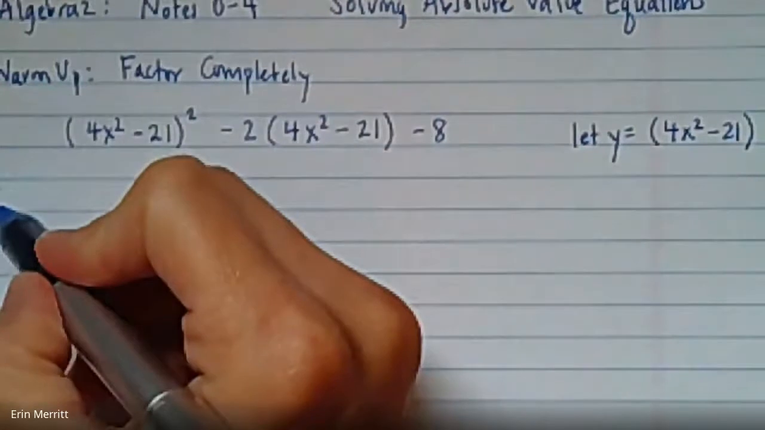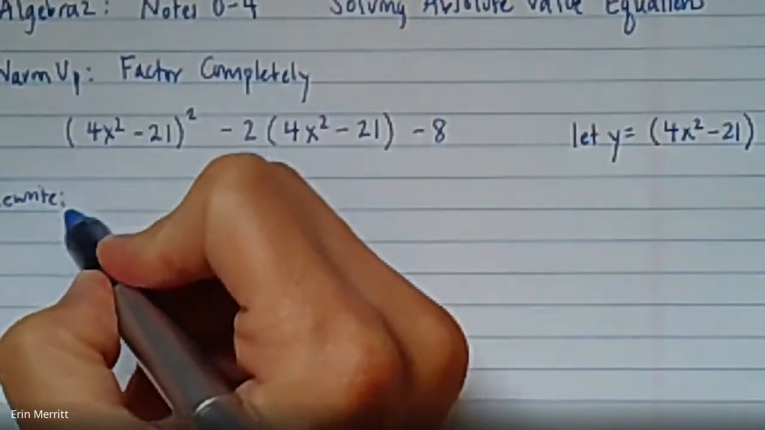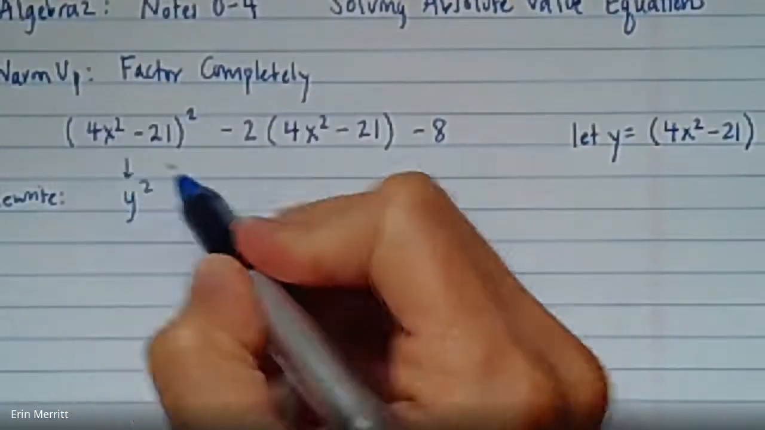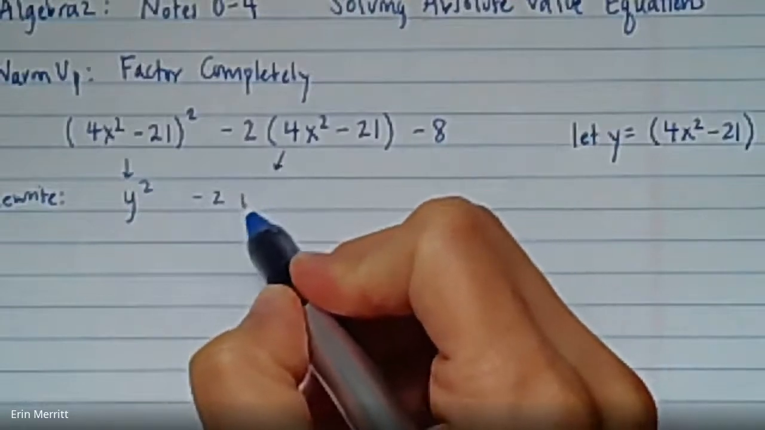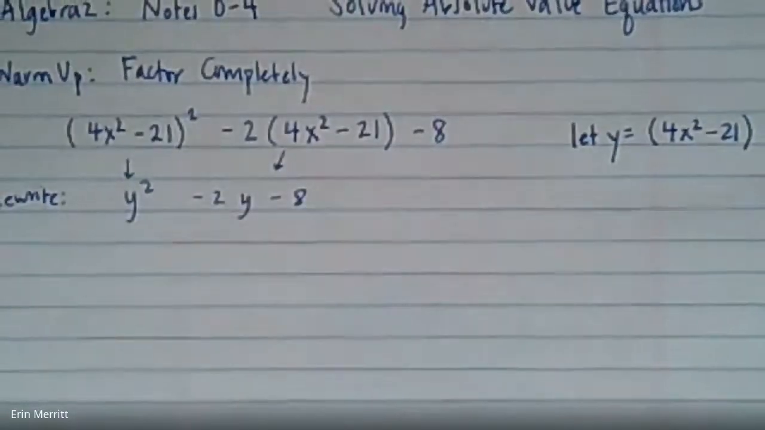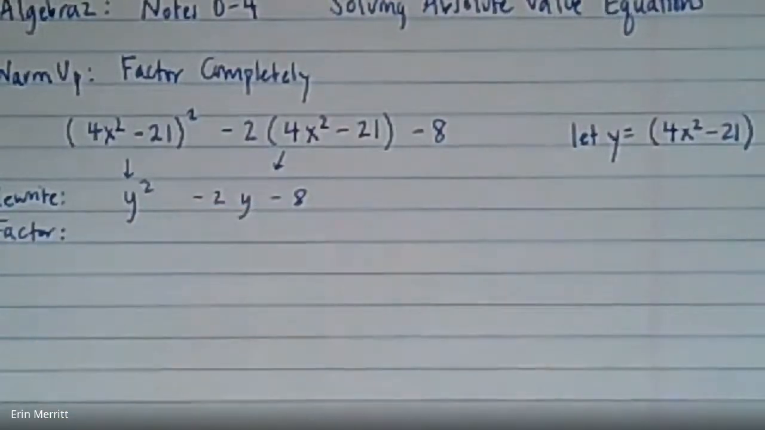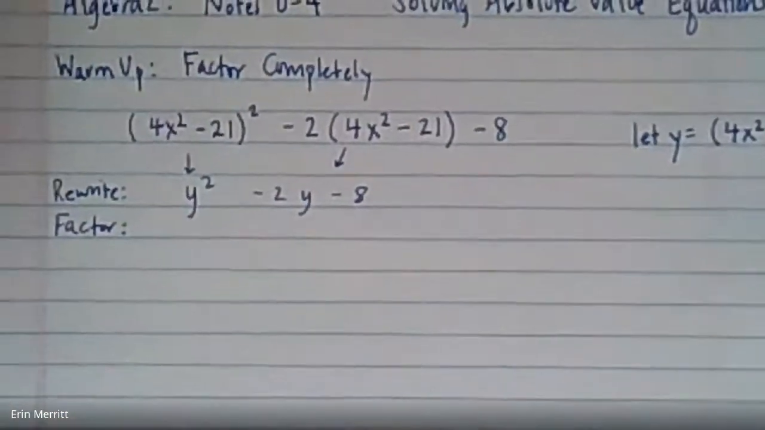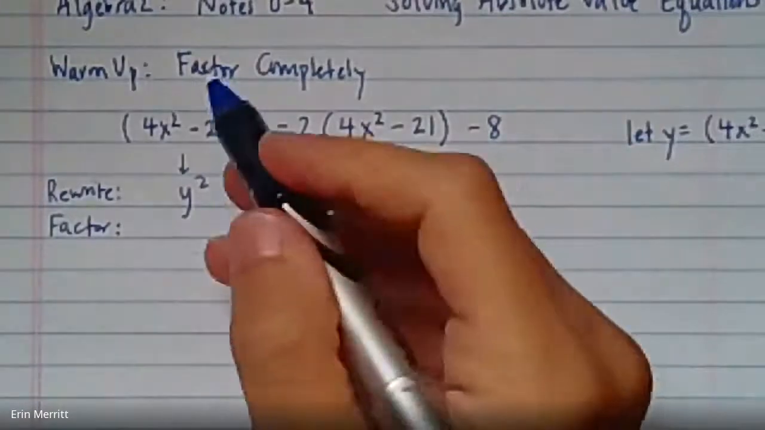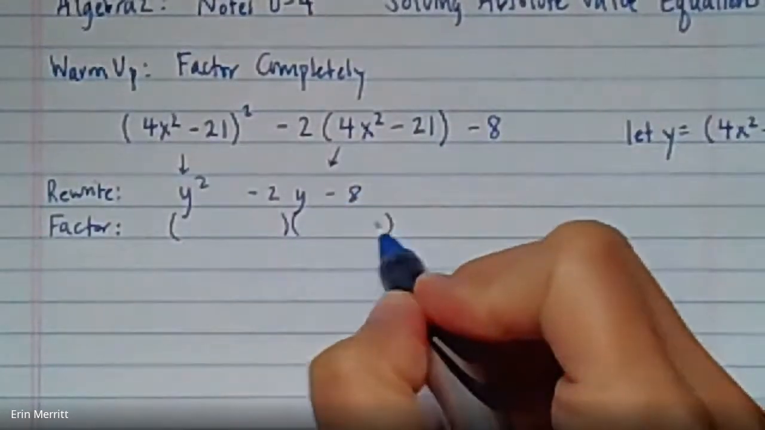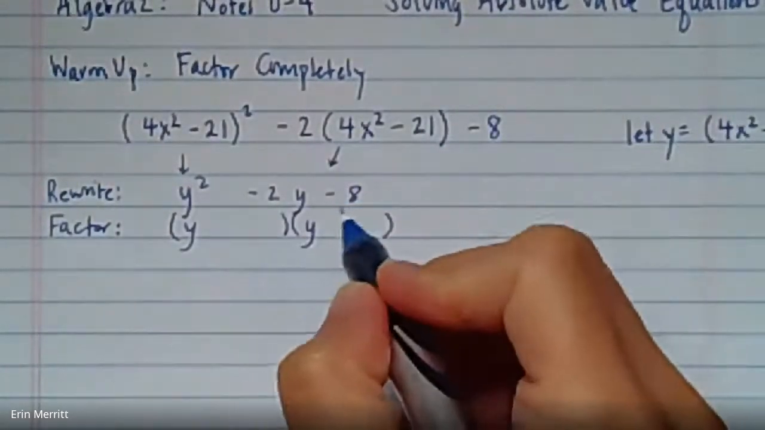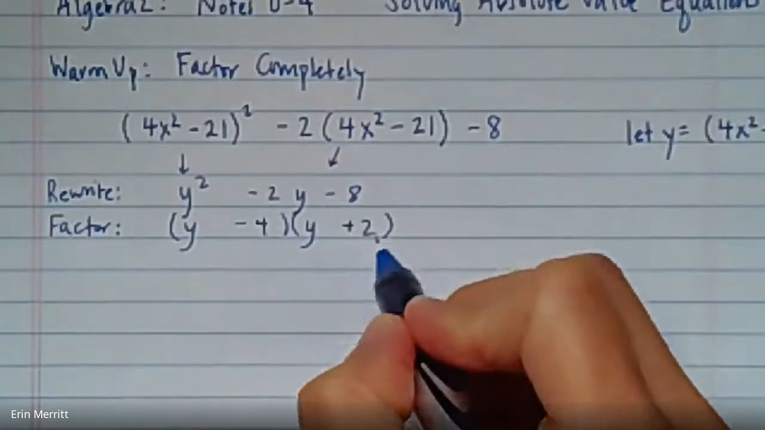So your steps. Rewrite it. So this is going to be just simply y squared minus 2 times y minus 8. Now we can factor it. So when we factor, oops, just a touch off the screen there. There we go. When we factor it, this is now just trinomial factoring. So y, and then we're going to go minus 4 and plus 2.